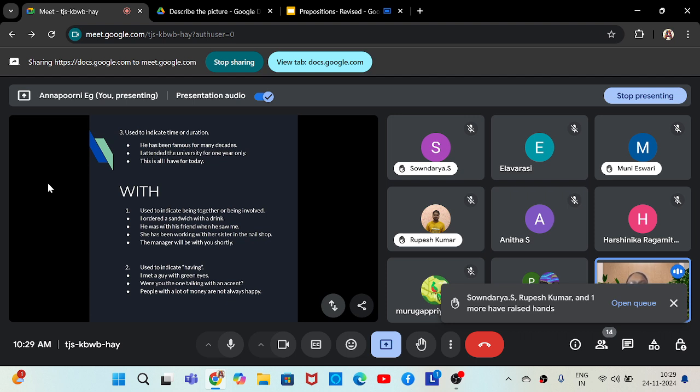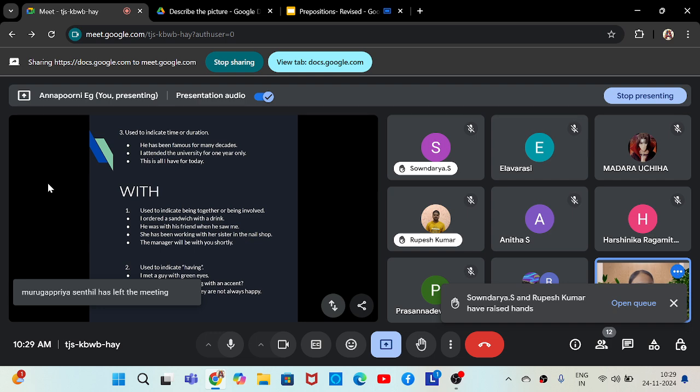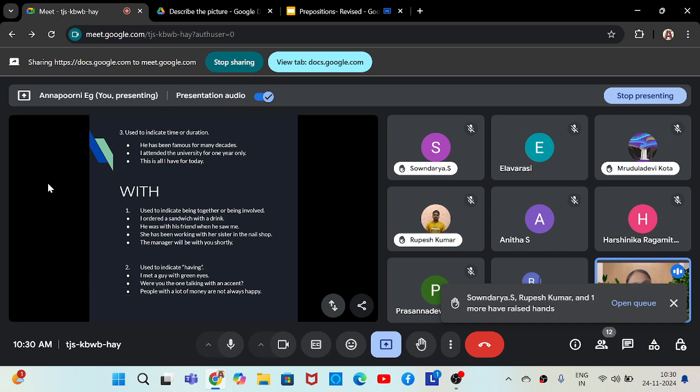Okay. Now, the second use of with. I hope the first one is clear. Right? Now, moving to the second one. With is used to indicate having. Having அப்படின்னு meaning வர மாதிரி நமக்கு with use பண்ணலாம். Having means to have something, to possess something. Okay, let's check those examples.